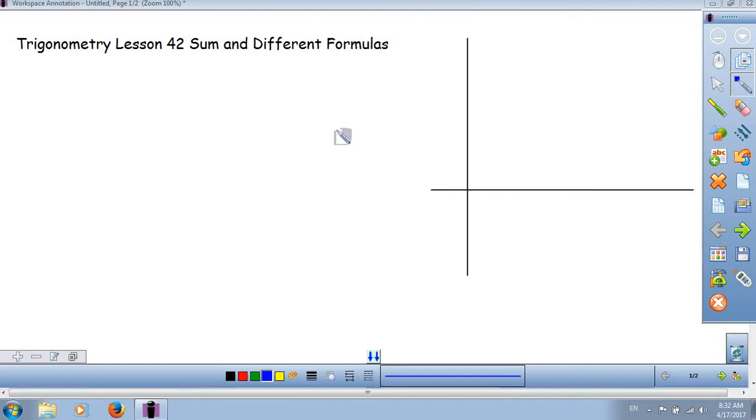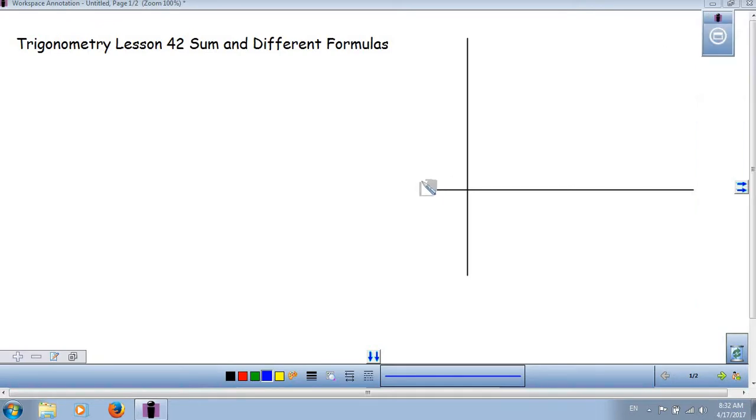But we're going to start with the most important one, which is called the sum and difference formula. I want to show you the derivation of the sum and difference formula, so let's go ahead and start with that.